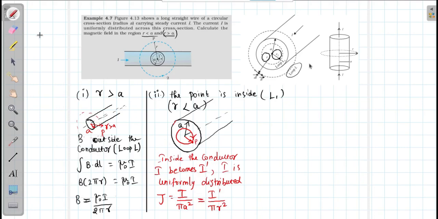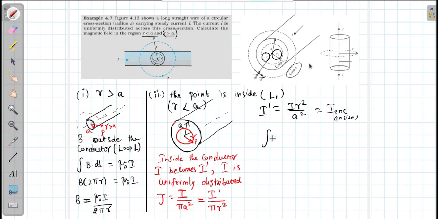Do you understand? Yes. Okay. Yes, sir. Now, in this particular case, I dash becomes, pi gets cancelled, I r square divided by a square. This is the current enclosed. The current enclosed inside the Amperian loop is I r square divided by a square.